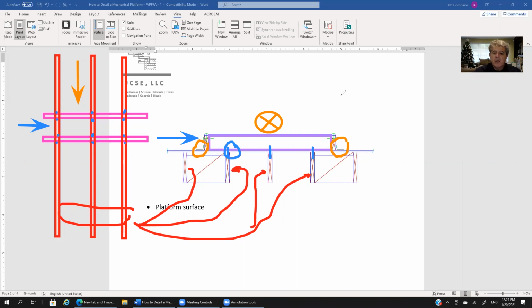So we add these clips, four of them total. Let me see if I can do this. If I represent that platform, let's say like this, okay, the platform that supports the air handler is like this. What we are saying here is that we would want to see a clip at each side of the platform that would serve to transfer the force, in this case a horizontal force going up and down on the screen, into the sheathing.